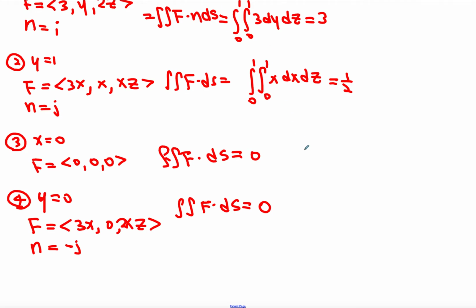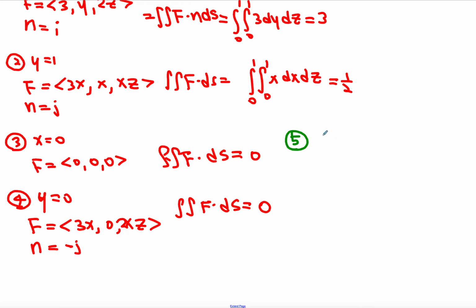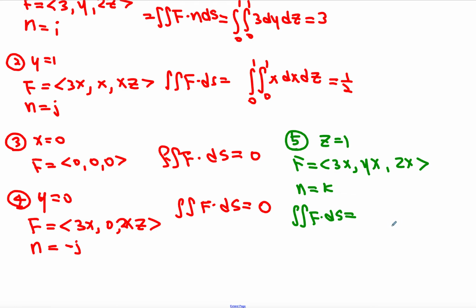Let's look at surface 5. Surface 5 is the one on the top. So in that case, z is equal to 1. Then F is equal to 3x, yx, and 2x. The normal vector will be equal to k. So when I do that, F dot dS simply becomes 2x. X goes from 0 through 1, and y also goes from 0 through 1. Integrating over y from 0 through 1 gives 1, and this one also becomes 1. So number 5 is 1. So far we have 3 different values here.